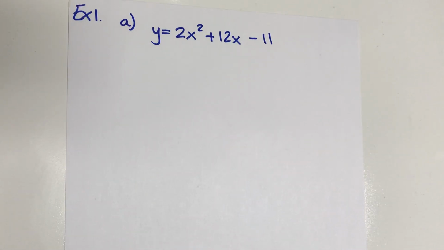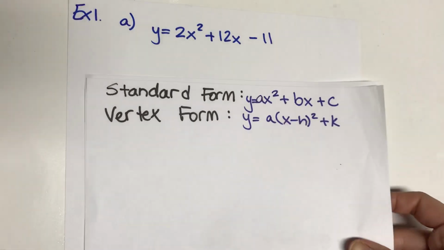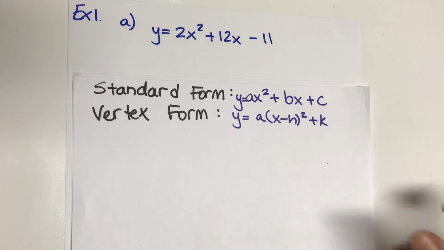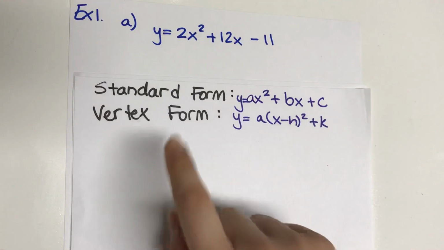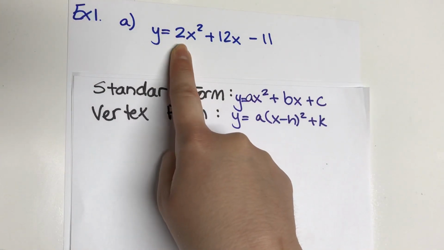In this question, we have y equals 2x squared plus 12x minus 11. It is in standard form, and we are being asked to write it in vertex form. Notice how this looks a little bit different from the questions we saw last week because there is a number in front of x squared.